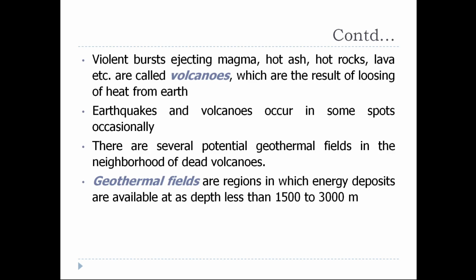A geothermal field is identified in such a way that there is an energy deposit available at a depth of less than 3 kilometers. If the hot fluid deposit is available at a depth of 3 kilometers from the surface of the earth, then we can call that region a geothermal field. Because digging a production well or injection well deeper than that is very difficult, right? It's very expensive as well as difficult.